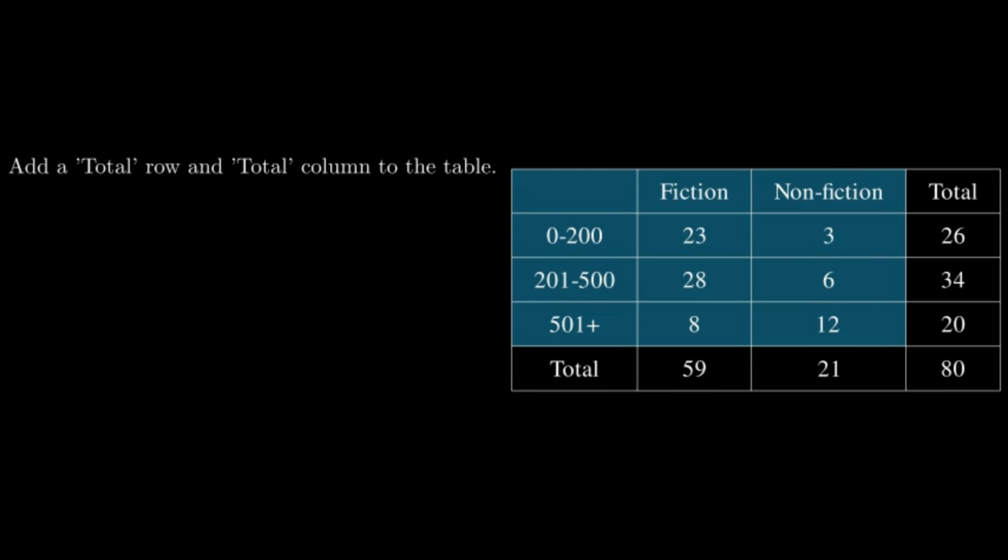Now for the columns, 23 plus 28 plus 8 is 59, 3 plus 6 plus 12 is 21. And finally, the grand total. We can either add the row totals, 26 plus 34 plus 20, or the column totals 59 plus 21. Both give us 80. This is the total number of books in our sample. Now that our table is complete, we can answer the questions.